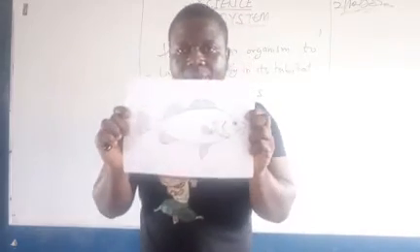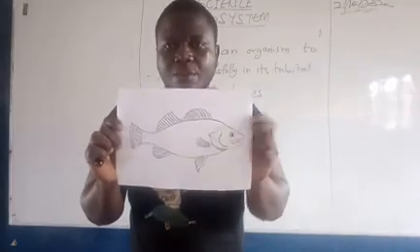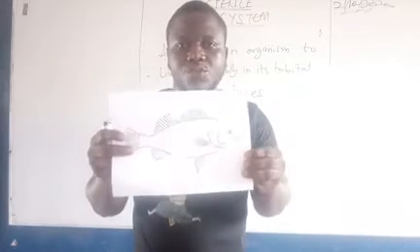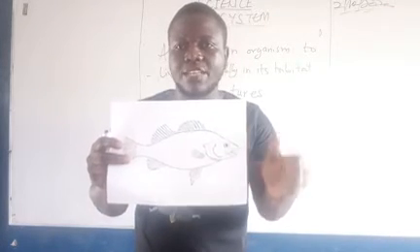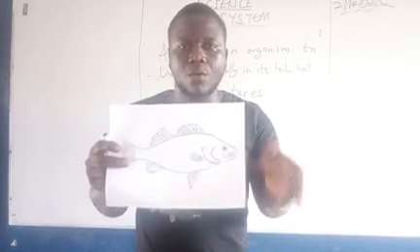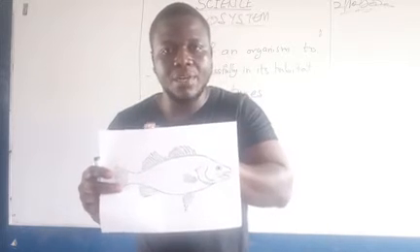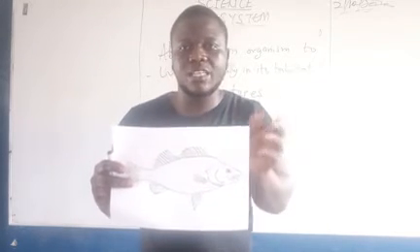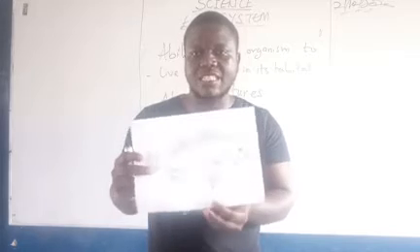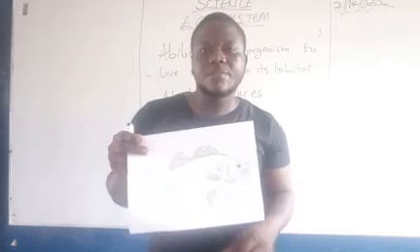Now, I have here a picture of a fish. We're going to look at the features that enable the fish to live successfully in its habitat. And we all know that fishes are found in aquatic habitats or in water bodies, either marine or freshwater. Both are water bodies, and every fish has almost the same characteristics.